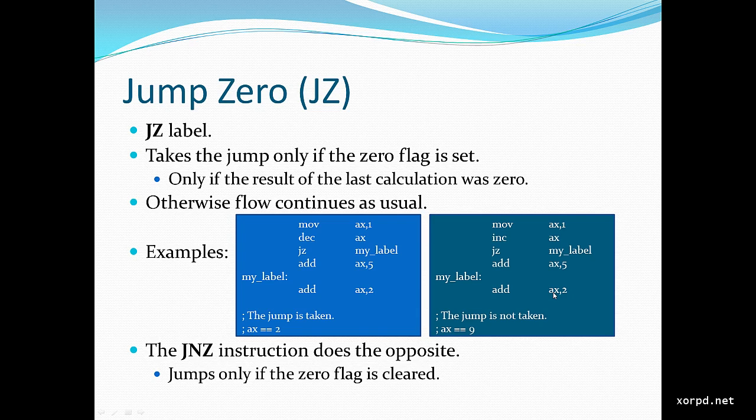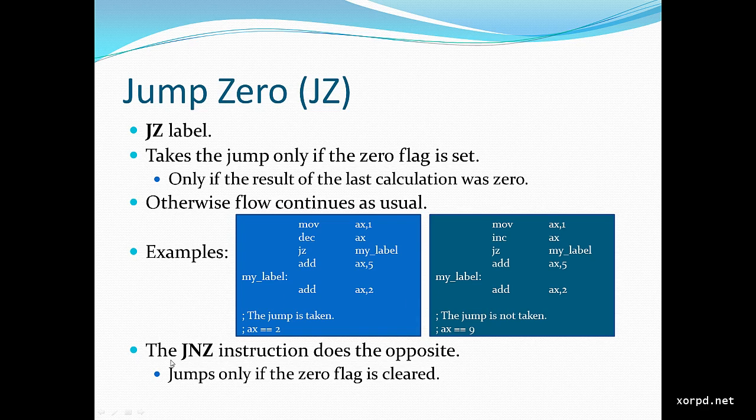So let's try to calculate the final value of AX in this example. AX begins with the value 1. We increase it by 1 and we get 2. The conditional jump here will not be taken. So we move on to this instruction and we have 2 plus 5, which is 7. Then we move on to this instruction and we have 7 plus 2, which is 9. Eventually, we get AX equals 9. In the left example, the jump was taken, so the flow of the program was changed. In the right example, the jump was not taken.